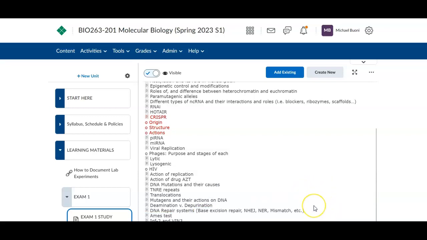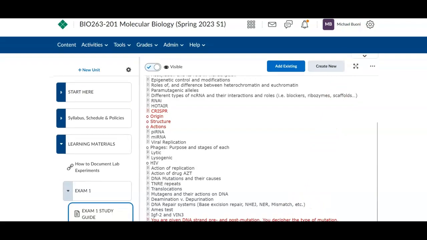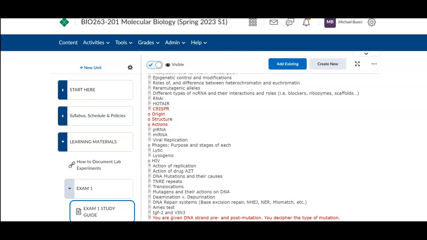These are all the ones we talked about the other day. Ames test, you can look up yourself. It's not hard. At the very bottom, the part you can't see here, there we go, you'll be given a DNA strand, and I'll show you what that looks like.